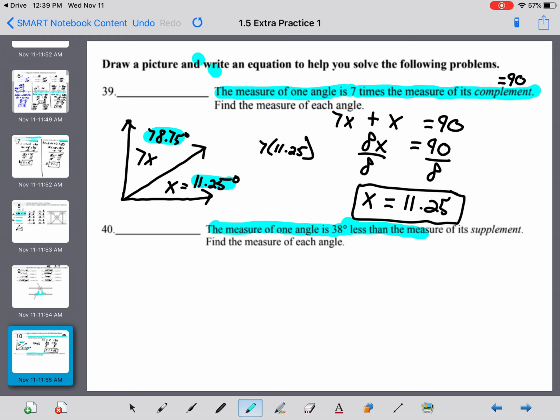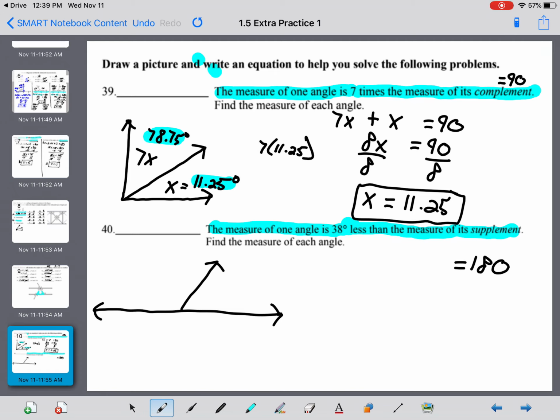The measure of one angle is 38 degrees less than the measure of its supplement. Okay, so supplementary, we know, equals 180 degrees. So we know our diagram here is going to be a straight line. So let's draw a straight line, and let's give it a ray out of it.